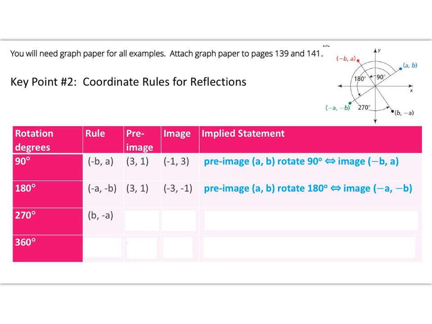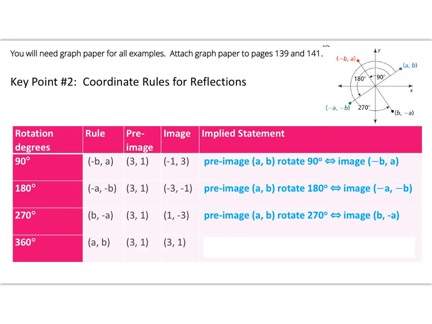All right, if we rotate 270 degrees, we'll switch, but this time we'll have the opposite of A, and B does not change. So let's take a look at our example (3, 1). It would map onto (1, -3). So our implied statement: pre-image (A, B) rotates 270 degrees implies image (B, -A). And then a 360 degree rotation is going to map onto itself, so no changes occur.